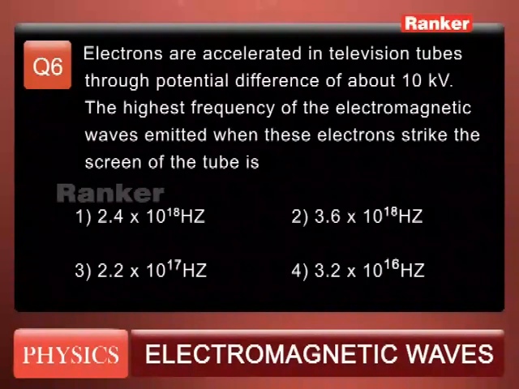Now see question number 6. The electrons are accelerated in a television tube through a potential difference of about 10 kilovolt. The highest frequency of the electromagnetic wave emitted when these electrons strike the screen of the tube is? The first option, 2.4 × 10^18 Hz. Second option, 3.6 × 10^18 Hz. Third option, 2.2 × 10^17 Hz. And the fourth option, 3.2 × 10^16 Hz.